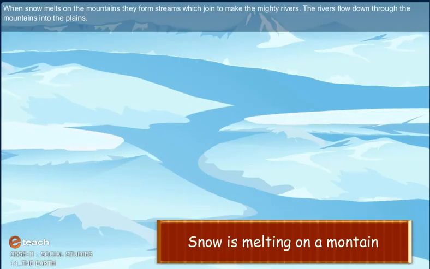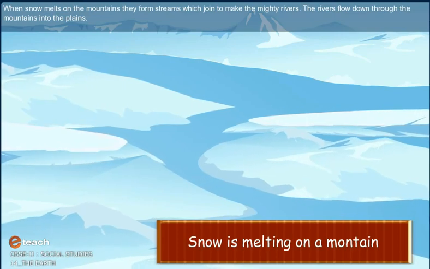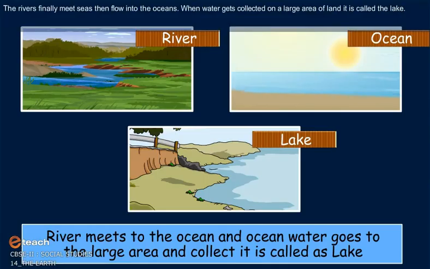When snow melts on the mountains, it forms streams which join to make the mighty rivers. The rivers flow down through the mountains into the plains. The rivers finally meet seas, then flow into the oceans. When water gets collected in a large area of land, it is called a lake.